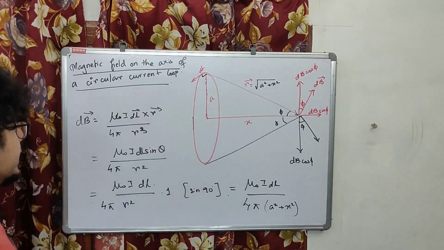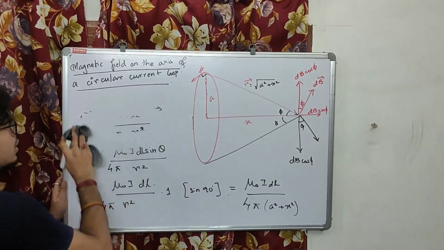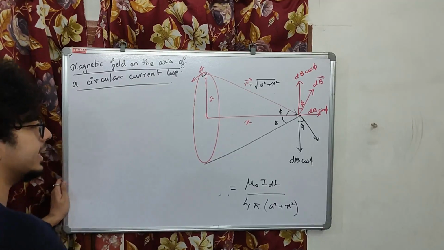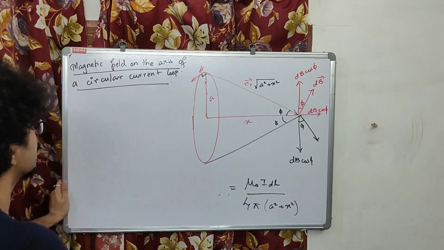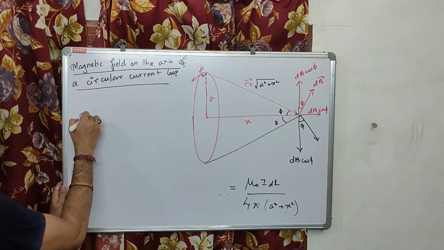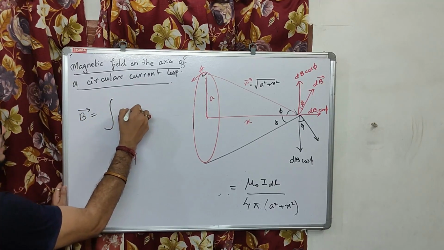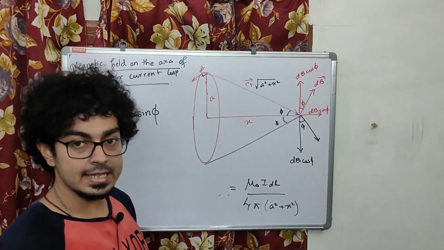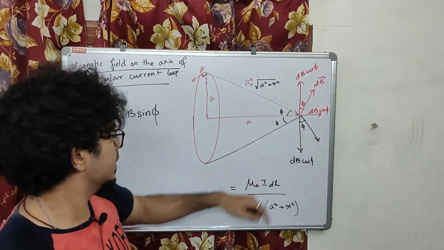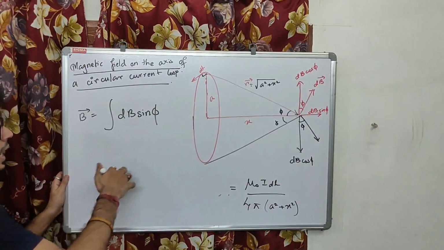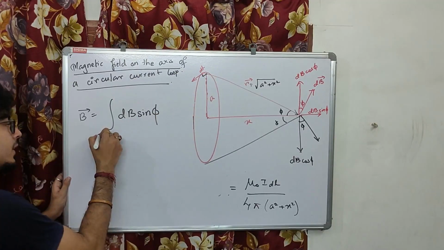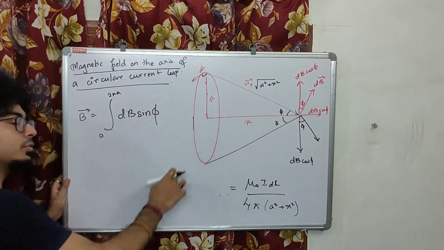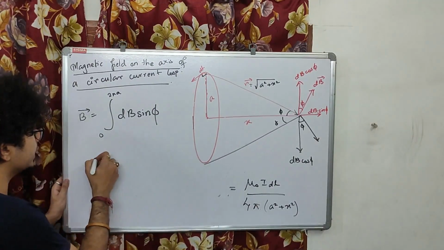So now I have to integrate. I have got dB, but I have to integrate dB sin phi, right? Why sin phi? Because the dB cos phi is cancelling out. So I have to integrate only dB sin phi, over this whole element, that is 0 to 2 pi a. This whole wire loop I have to consider. So let us do it.